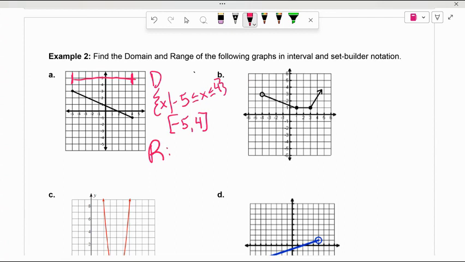Our range, same type of thing. We start bottom up, and our first value, well, I guess first of all, it's y now that we're dealing with. And y is between, well, the smallest y value is -1, and it can be -1 because it's a closed circle, and it goes all the way up to 3, and it's including 3. So that's our set builder notation. In interval notation, square bracket, -1, comma, 3, because we went from -1 up to 3.